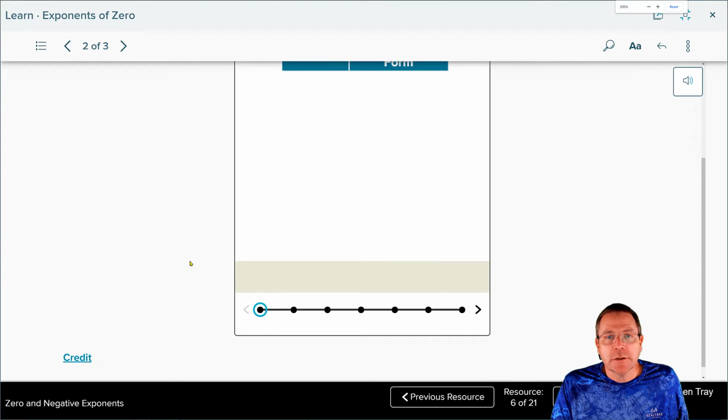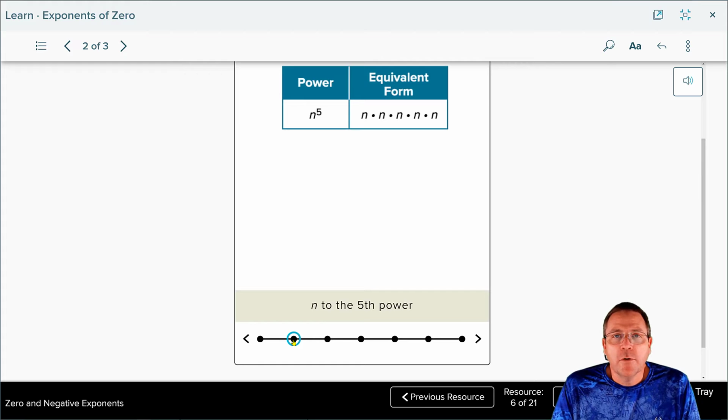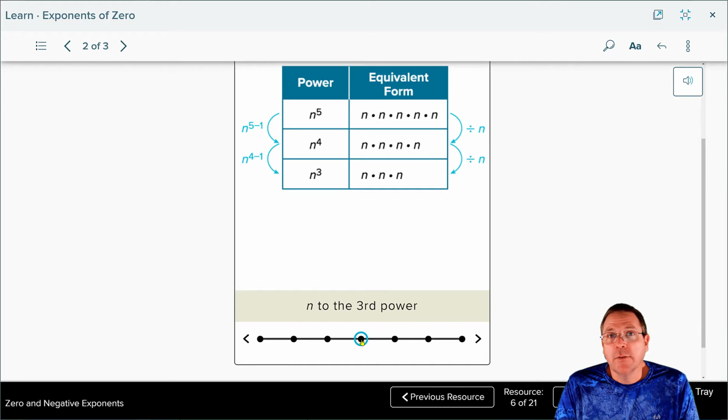So let us make our screen a little smaller, and we're going to start going through this. First, you've got n to the 5th, which would be the same thing as saying n times n times n times n times n. And from there, they're going to subtract 1 from the exponent, making n to the 4th, which gives you 4 n's. And then you can subtract 1 again, making n to the 3rd, which is going to give you 3 n's. I see where they're going here now. This is some good stuff.